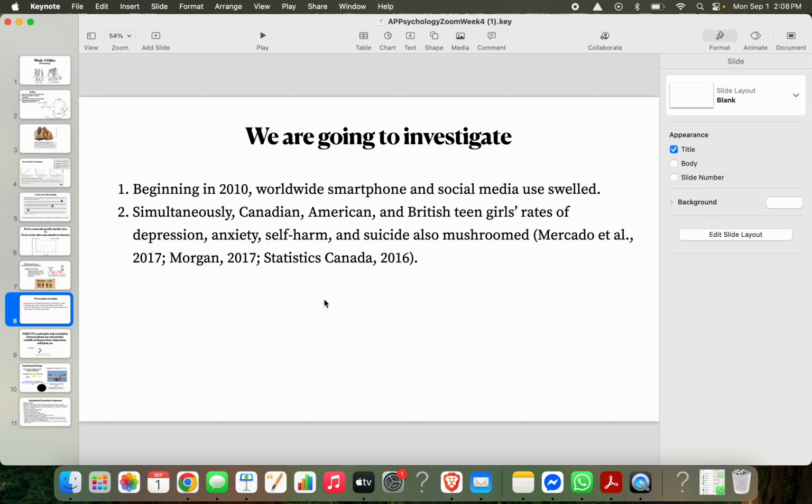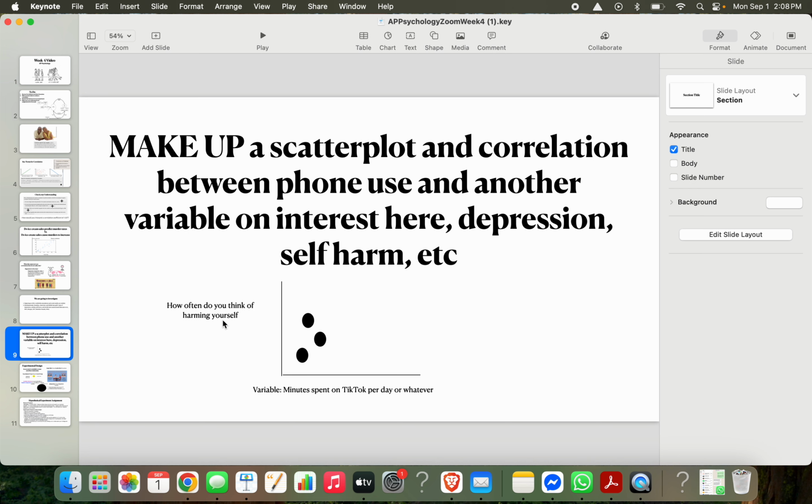All right, so with your experiment this week, what we're going to try to do is look at something to do with these relationships. Beginning in 2010, we start to see smartphone use go up and social media go up, and simultaneously Canadian, American, and British teen rates of depression, anxiety, self-harm, and suicide also all going up. Here's the study. So we could have a correlation of this, right? Variables: minutes spent on TikTok per day and how much you think of harming yourself. If we had a bunch of people, we could show a scatter plot and a correlation of this.